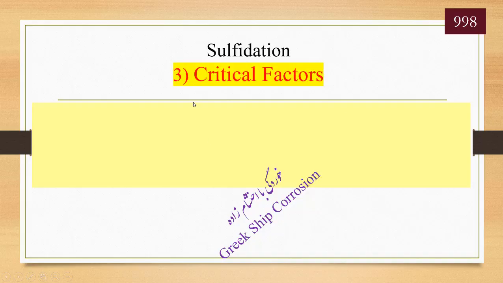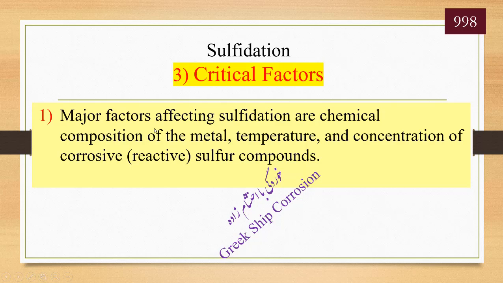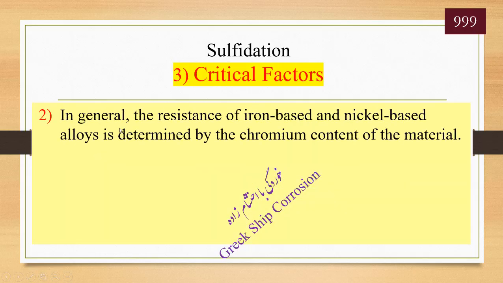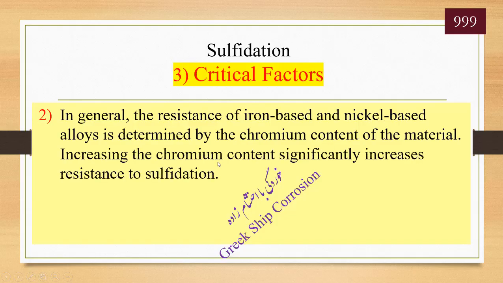3. Critical factors. 1. Major factors affecting sulfidation are chemical composition of the metal, temperature, and concentration of corrosive or reactive sulfur compounds. Flow conditions can also affect the rate of damage. 2. In general, the resistance of iron-based and nickel-based alloys is determined by the chromium content of the material. Increasing the chromium content significantly increases resistance to sulfidation.